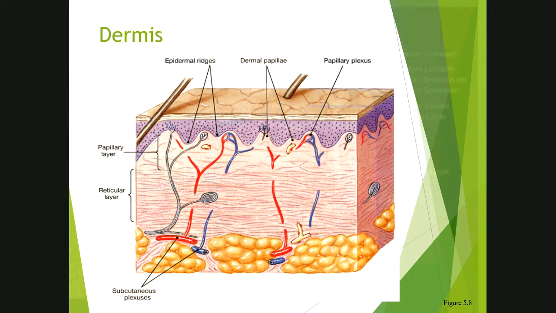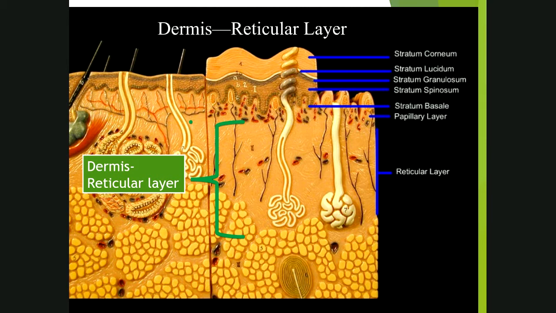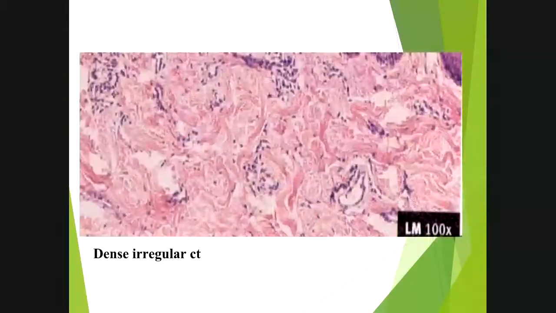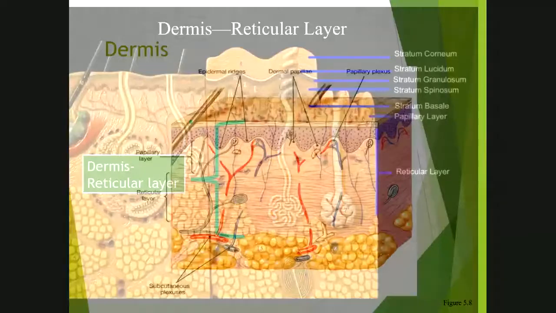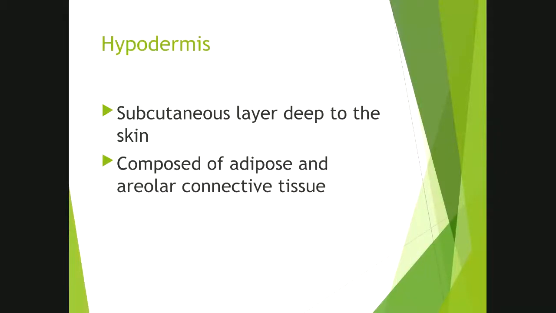If you look on the model, there's our Pacinian corpuscle. Any questions about the dermis? Okay, and then we have the hypodermis. Remember, hypo means below or beneath. And so this is going to be the deepest layer. Remember, this is not part of the skin.